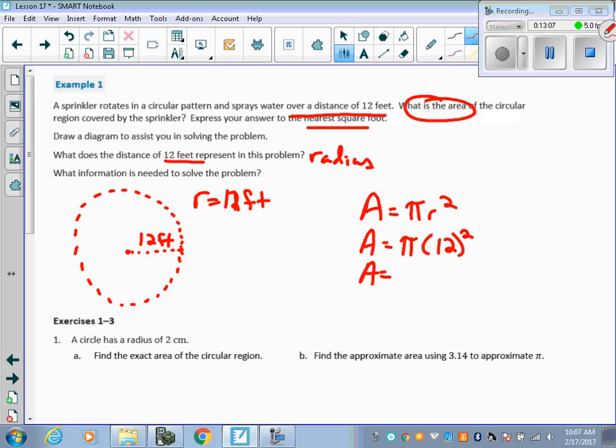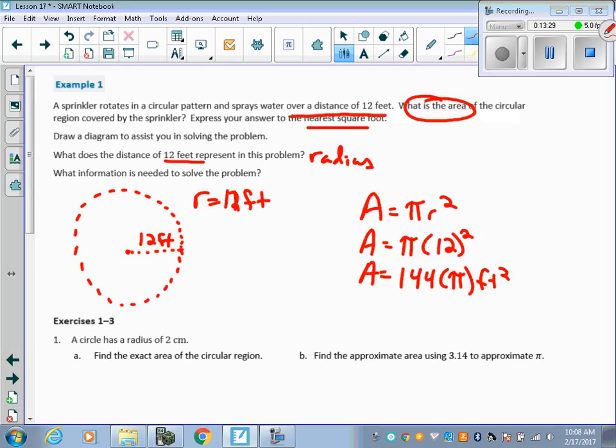So area equals, now they just said you have to do exponents first. So 12 times 12 is 144 times pi. This would be the exact answer, all right? And it would be feet squared. But 144 pi feet squared would be the exact answer. However, they want us to round it to the nearest square foot.